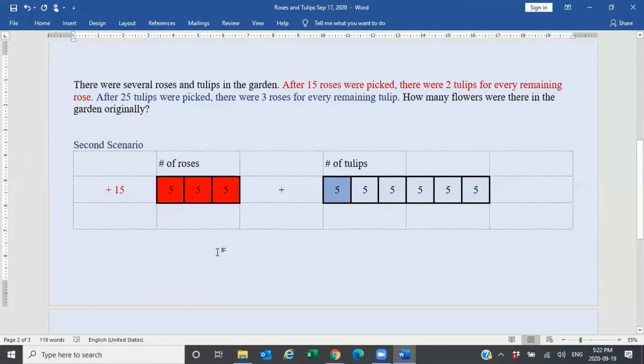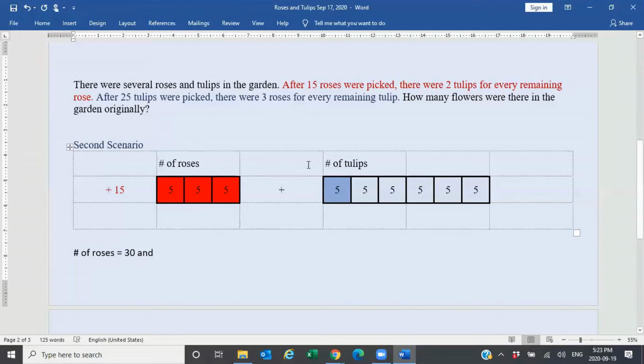There are 3 smaller rectangles. Each one represents 5 roses. 5 plus 5 plus 5 is 15. But hold on, what about those other 15 roses that were picked? It says how many flowers were in there originally. So we actually have to add that 15 too, right? 15 also. There's no 2. Right? So 15 plus 15 is 30. So number of roses equals 30.